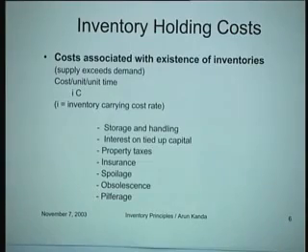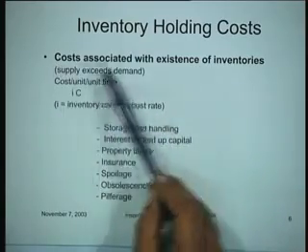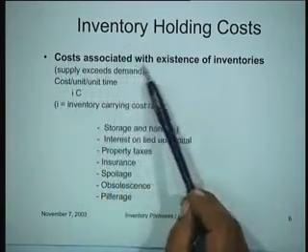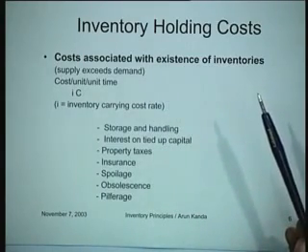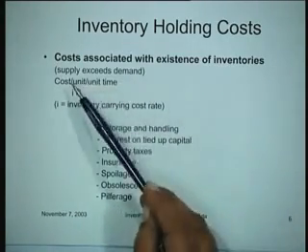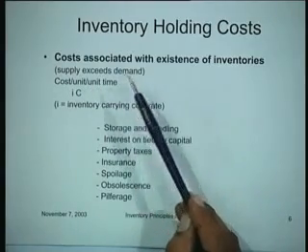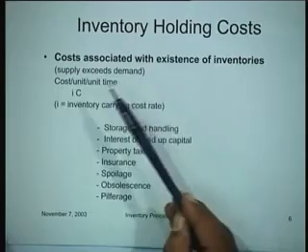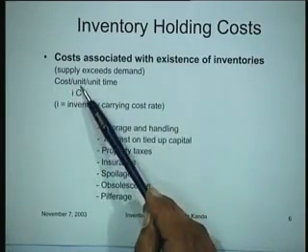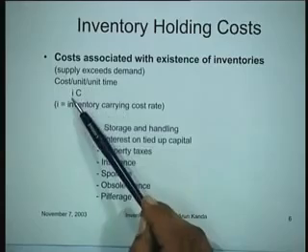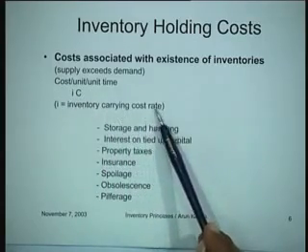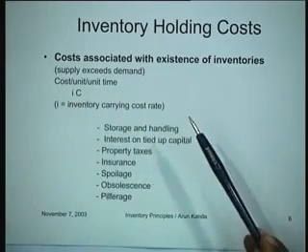So after the procurement costs, we talk about the inventory holding cost. In fact, this is the major inventory cost that we are talking about here. And the inventory holding costs, as we had said, are costs associated with the existence of inventories. This would happen if supply exceeds demand, so that you have a stock of goods. And typically the unit is cost per unit time, which is expressed as the inventory carrying cost rate multiplied with the cost of the item.